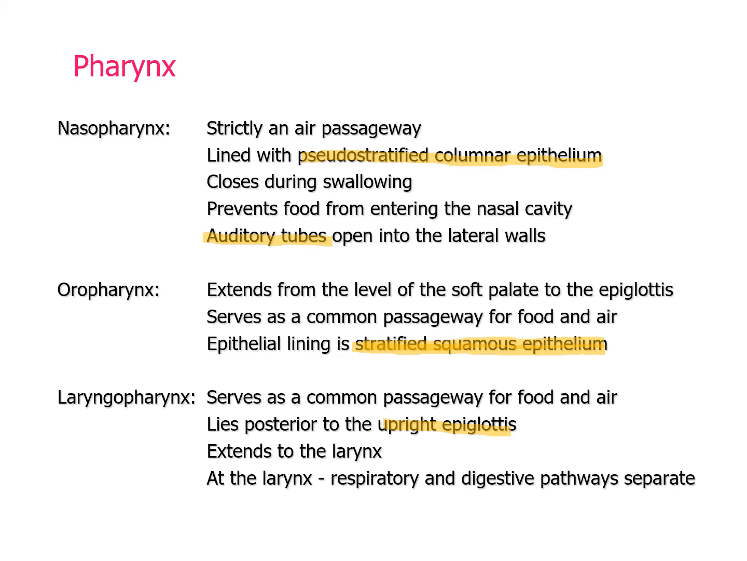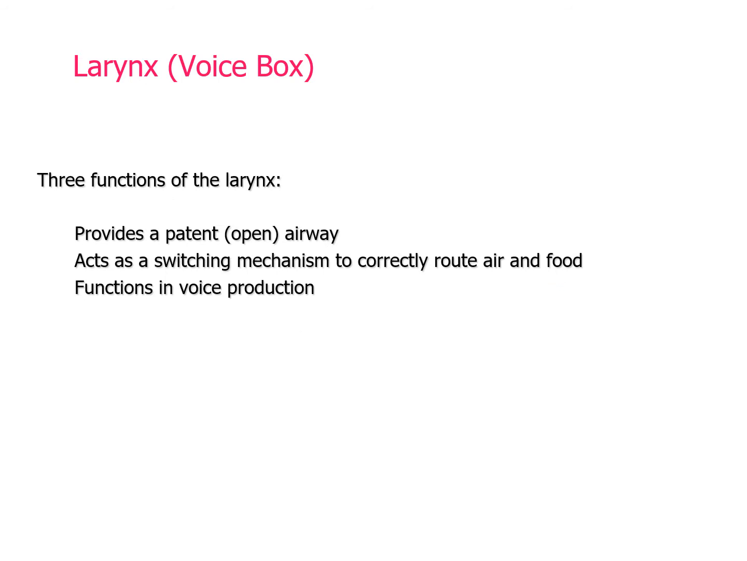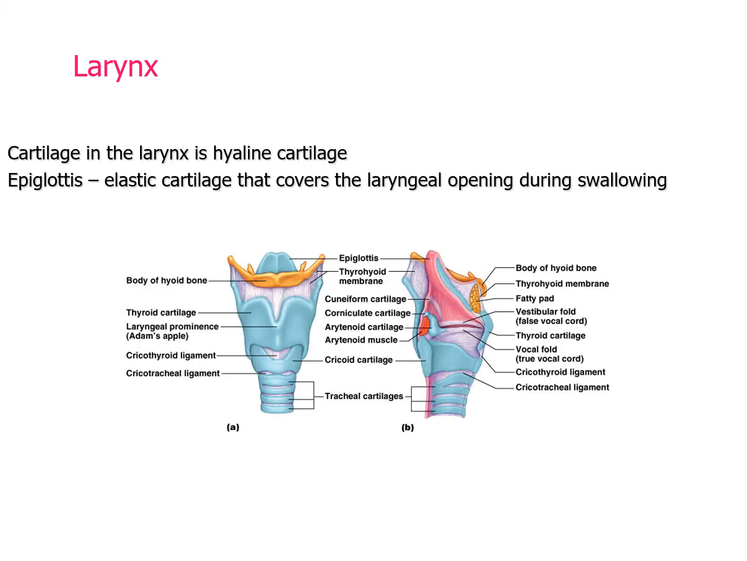esophagus. The laryngopharynx is surrounded by the larynx, which is mostly cartilage and helps to provide an open airway, and the epiglottis is part of that larynx, and so it contains the switching mechanism to correctly route air and food down the trachea versus the esophagus, and it's also important in production of sound.